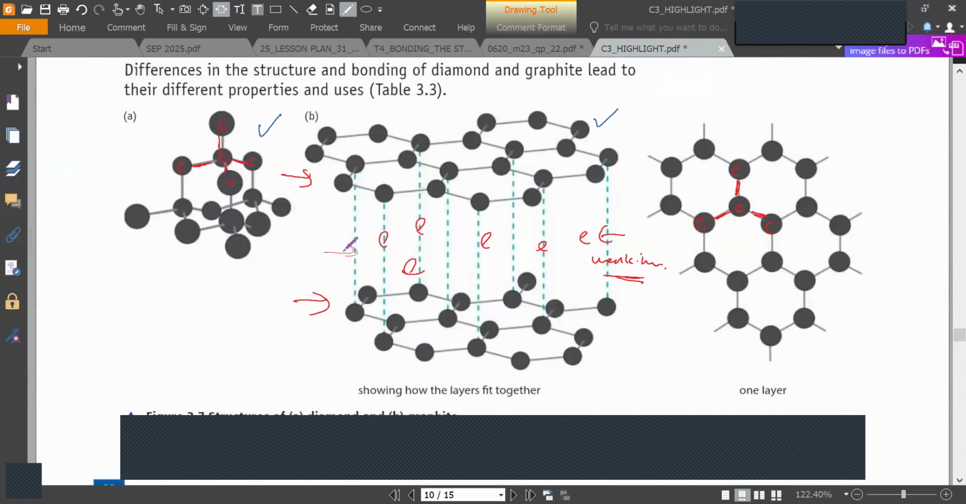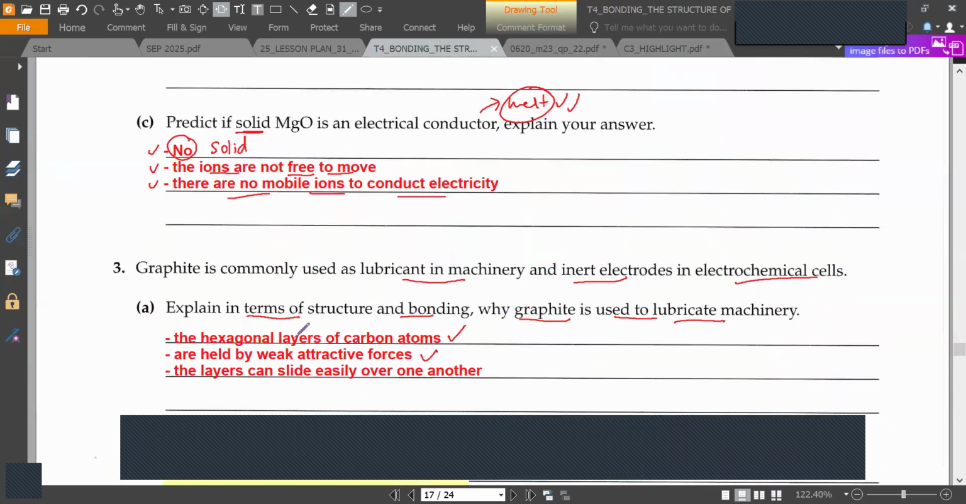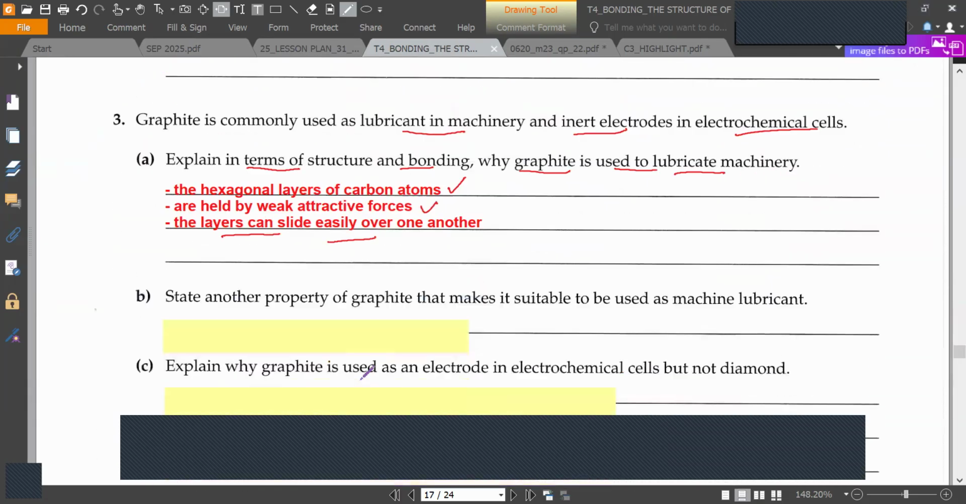Weak attractive forces or weak intermolecular forces, both acceptable. The layers can slide easily over one another. So graphite can be used to lubricate machinery.